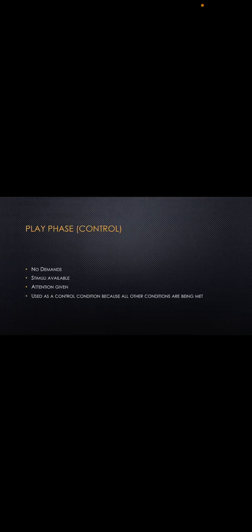So the play phase is also known as the control phase. This is because there are no demands given, there's ample stimuli available, and the therapist interacts with the client so that they're making sure they're providing attention. The reason the play phase is called the control phase is because you're going to compare the other phases to this stage.